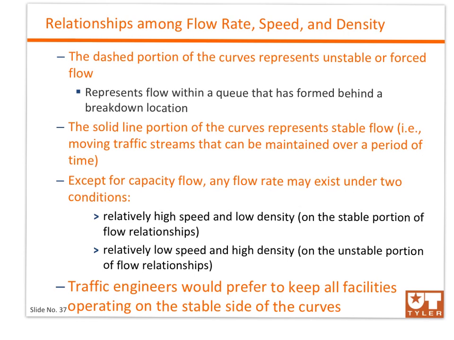So except for capacity, flow rate may exist under two conditions. I can have a good flow under two conditions: either relatively high speed at low density, which is on the stable portion of the flow relationship, or a good flow rate at relatively low speed and high density. This happens at the unstable portion of the flow relationship. So which one do you want to be at? As a traffic engineer, you would always prefer to keep all facilities operating on the stable side of the curve.